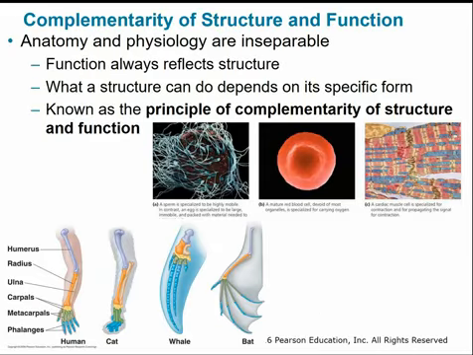So anatomy and physiology are always lumped together because they are inseparable. The function is always going to reflect the structure. So the shape of something dictates what it's able to do. This is known as the principle of complementarity of structure and function. So just saying that the function of a cell or body part is dependent on its shape.